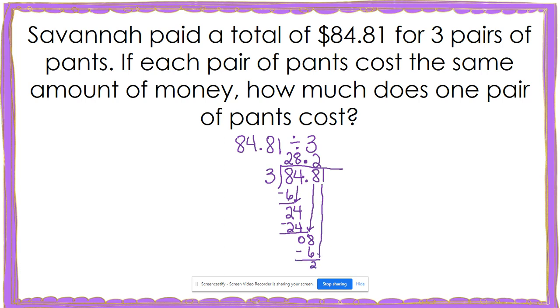Now I have a 1 from my dividend that needs to be brought down. 21 divided by 3 is 7, and when I do 7 times 3, I get 21, and when I subtract, I get 0. That means that one pair of pants costs $28.27.